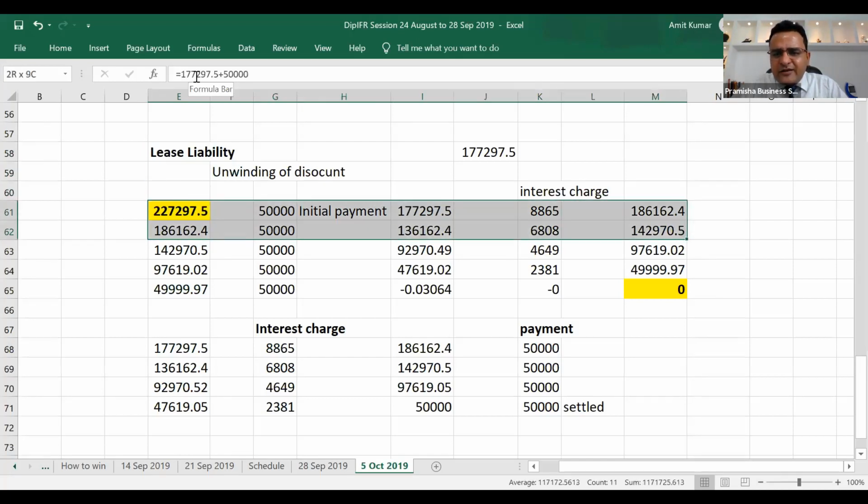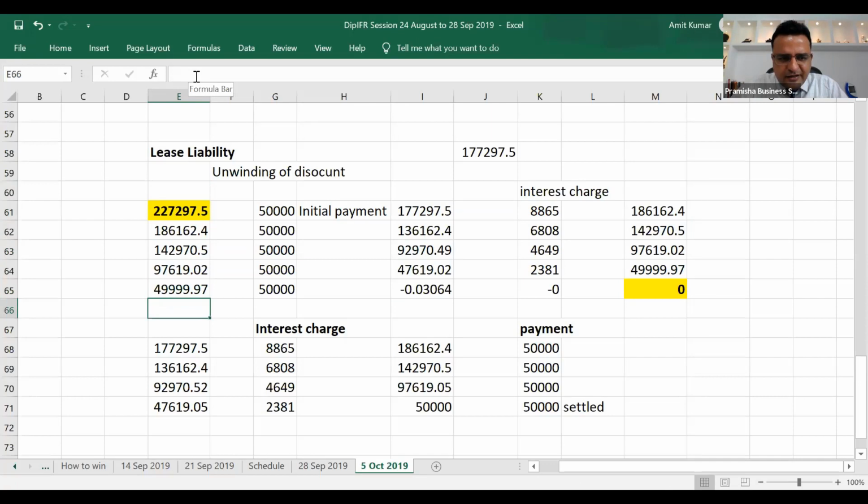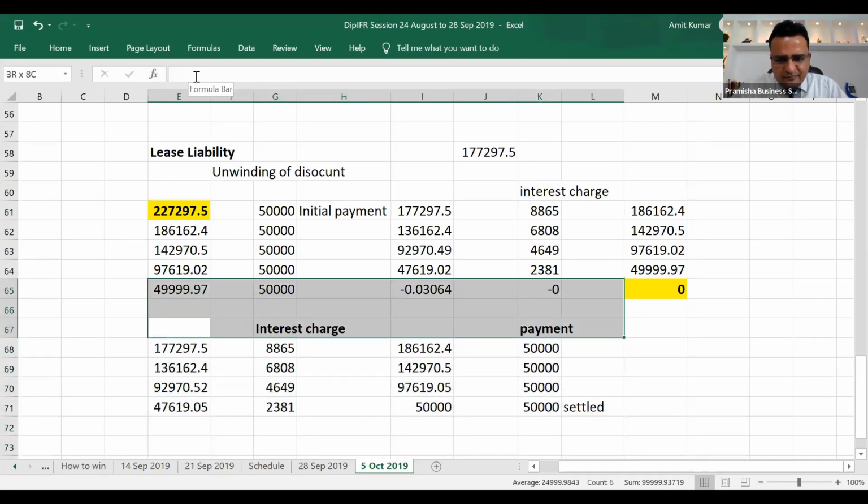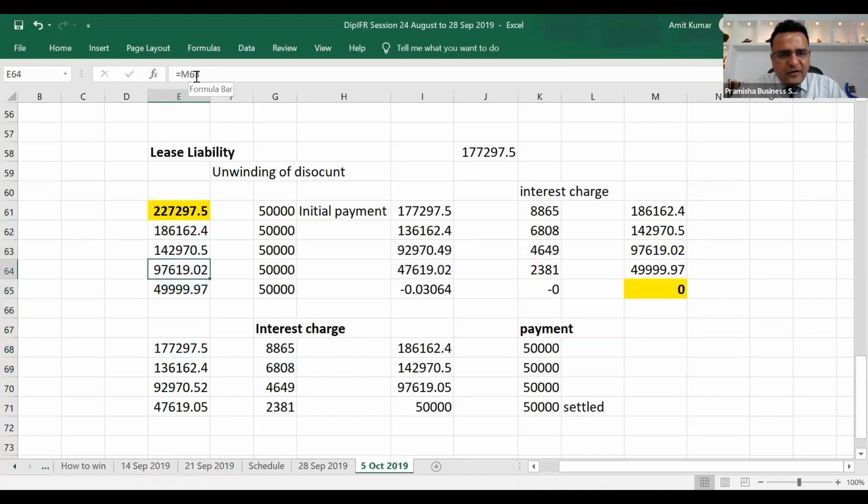I do it in this manner, or I simply begin by 177 and charge interest component, reduce it, or I begin with 227. I think this is a better way of doing it.